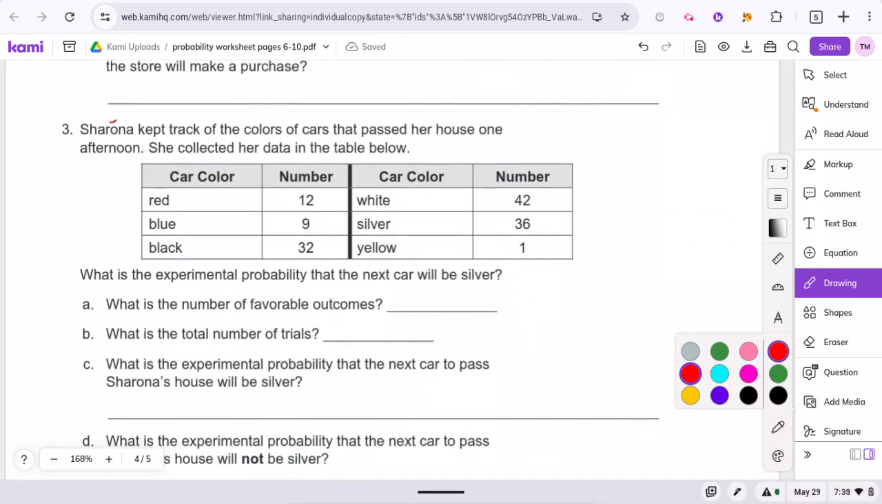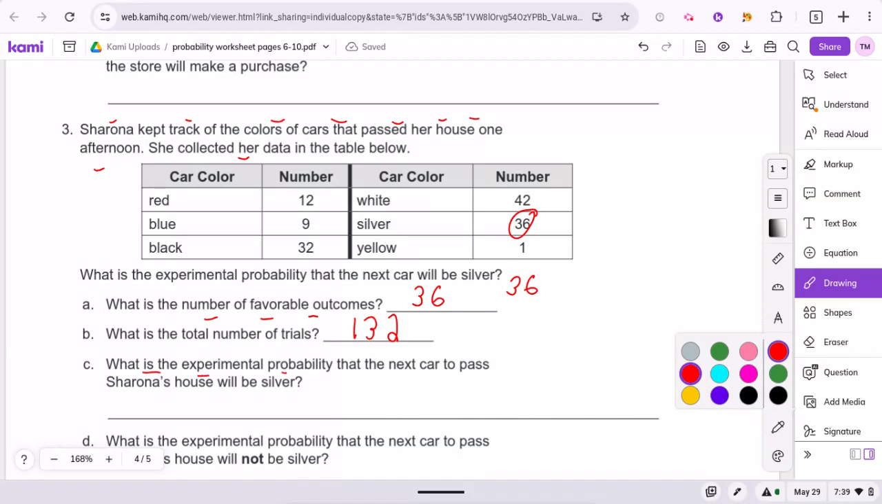Number 3 has a chart, so she kept track of the colors of cars that passed her house. One afternoon, she collected her data in the table, so it shows how many of the different colors passed her house. What is the experimental probability that the next car will be silver? The number of favorable outcomes for this one would be 36, and then you would need to get the total by adding all the other numbers with that 36. So 12 plus 9 plus 32 plus 42 plus 36 plus 1, and you'd get 132. So 36 out of 132.